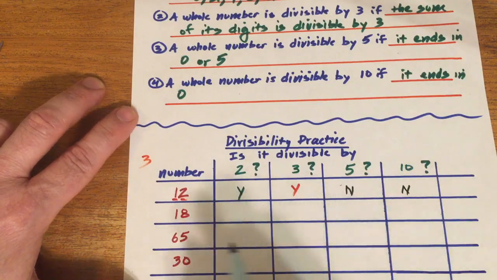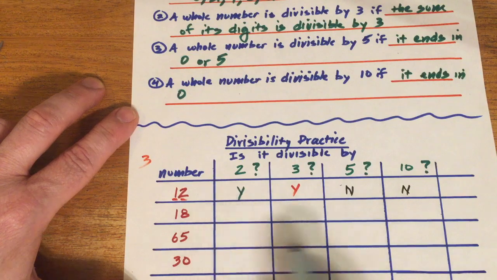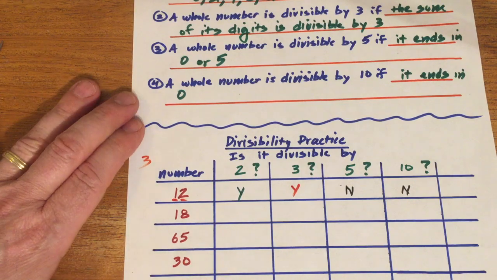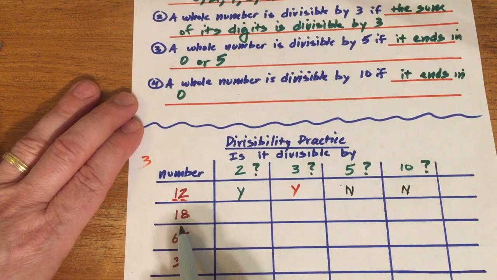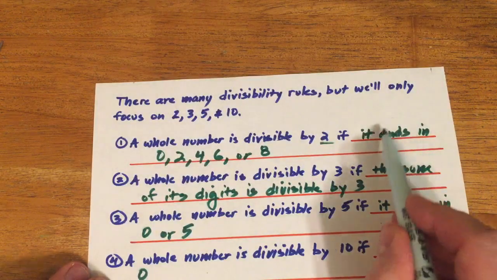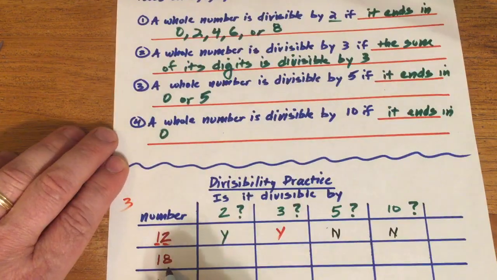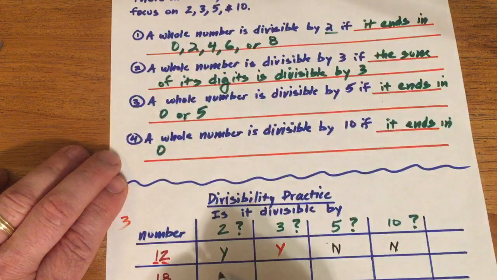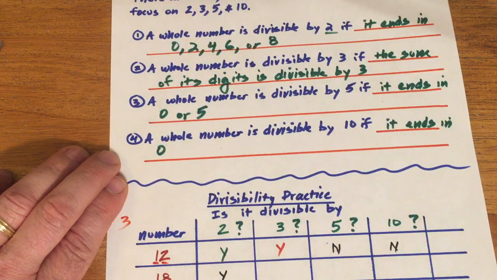I want you to go ahead and try these next on your own. So pause the video, give that a try. Okay, let's take a look at this next one. For 18, is it divisible by 2? Well, our rule for 2 is we look at what it ends in. Here it ends in an 8, and that matches this. So the answer is going to be yes.